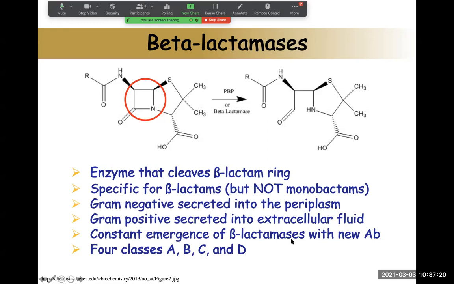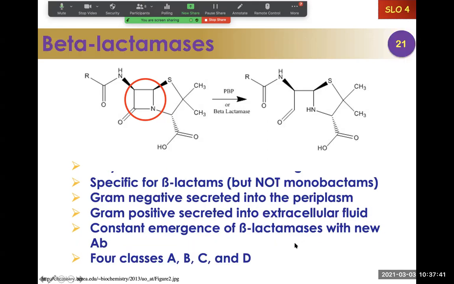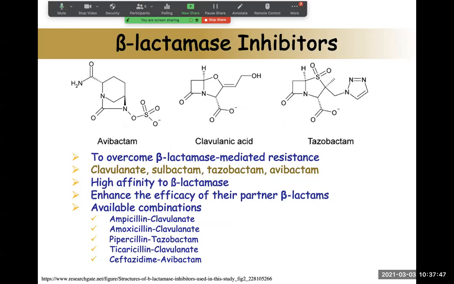Right? So remember, we talked about 4 classes of beta-lactam antibiotics: the penicillins, the cephalosporins, the carbapenems, and the monobactams. And we don't have a beta-lactamase for the monobactams, but however, we do have 4 classes of beta-lactamases. It's the same slide. Because they were producing beta-lactamases and we still wanted to use the antibiotics we had against beta-lactams, they looked specifically for inhibitors of this enzyme called beta-lactamase.